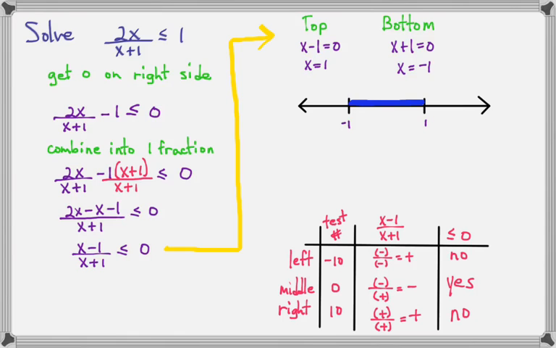And now let's look at our symbol and decide if we want brackets or parentheses. And we should want brackets because of the or equal to line. But remember, only the top can use a bracket. The bottom critical number has to use parentheses. So this time we got parentheses negative 1, comma, 1 bracket. And that is the correct answer for that one.